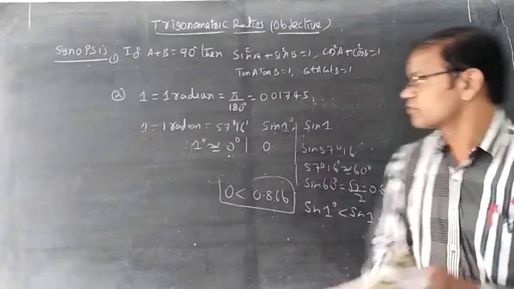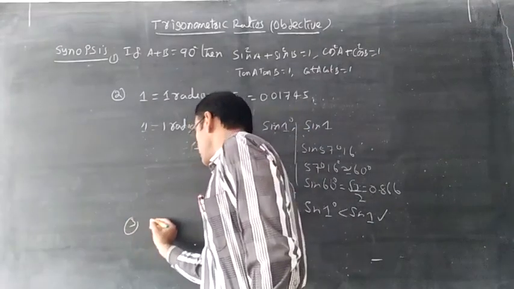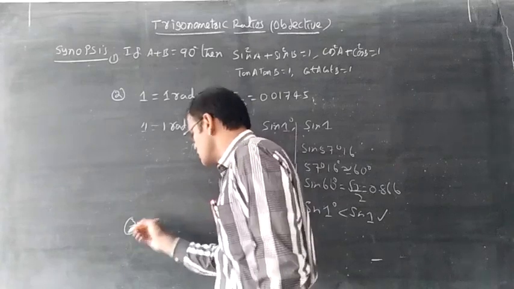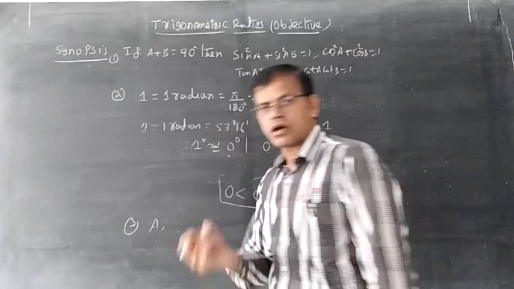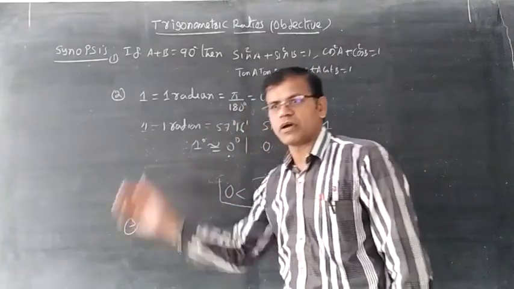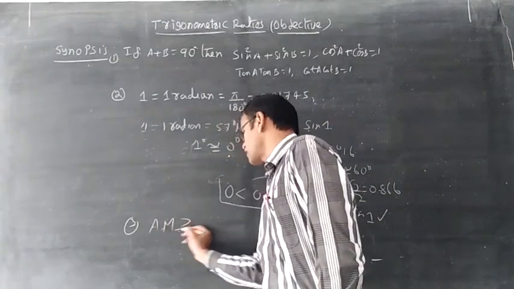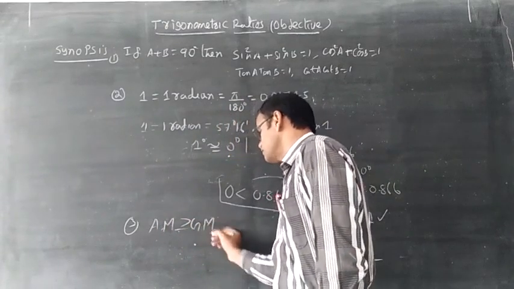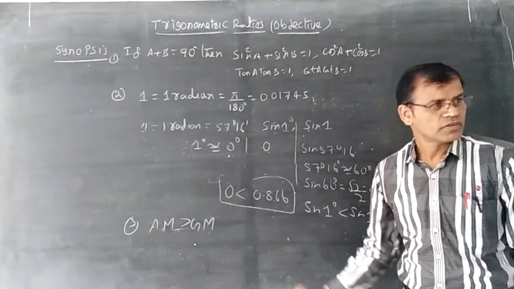Now next one, the useful synopsis for any series A, B, C. If A, B, C are 3 terms in AP or GP or HP, the formula is AM greater than or equal to GM. Do you have idea? You don't have idea. AM greater than or equal to GM.